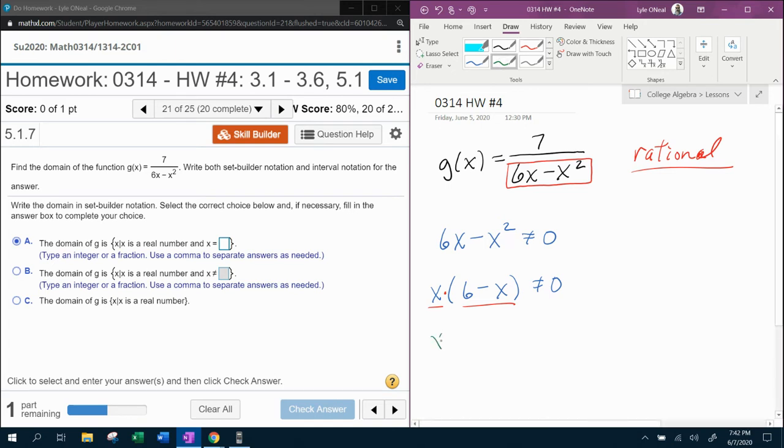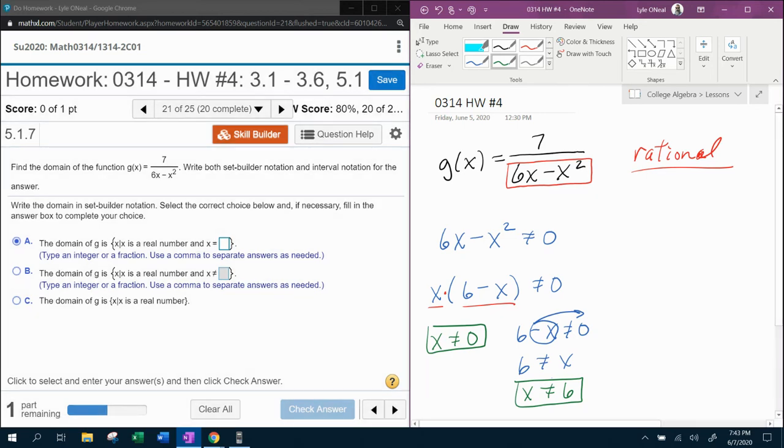Okay, so for the first factor, x cannot be 0. That is one of the restrictions. And 6 minus x cannot be 0. So if I move the negative x over, that's going to say 6 cannot be x. And then if I flip that around, that's going to say x cannot be 6. So at this point, I now know that x cannot be 0 and it cannot be 6. That means that x can be any other real number other than 0 and 6, okay?